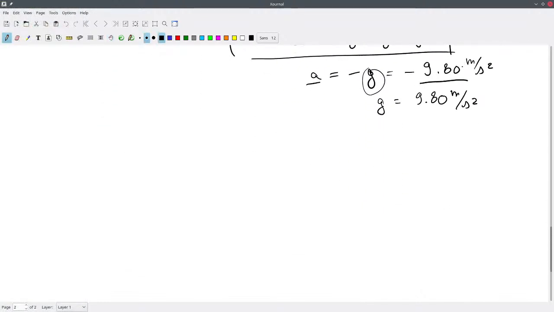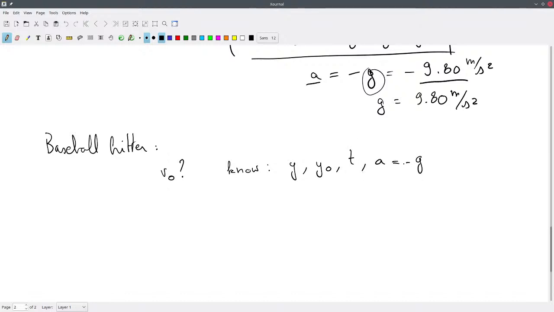So if we look at this now for the baseball hitter, we're asked for v0, but we know y, we know y0, we know the time, and we know the acceleration, minus g, is minus 9.80 meters per second squared.